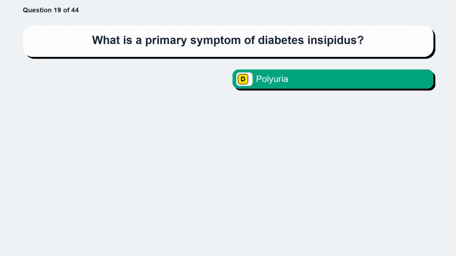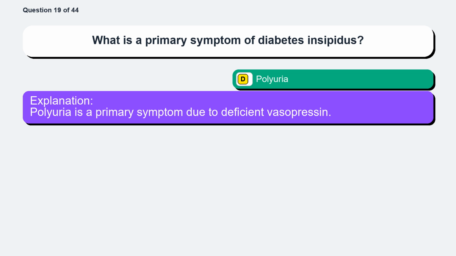The correct answer is option D, polyuria. Polyuria is a primary symptom due to deficient vasopressin.